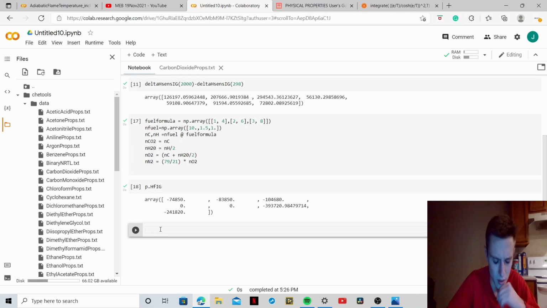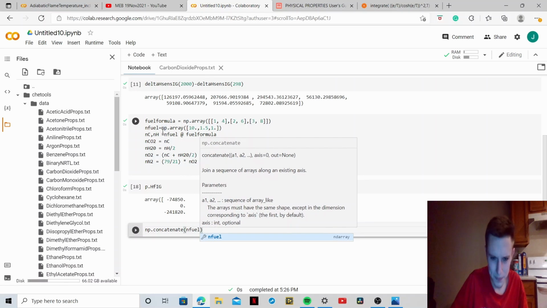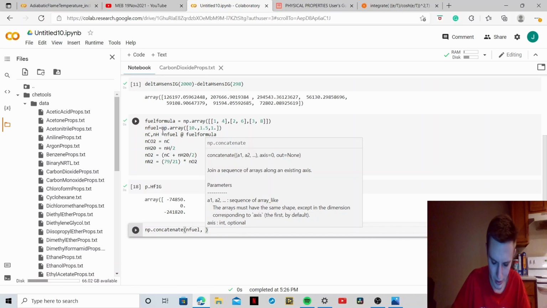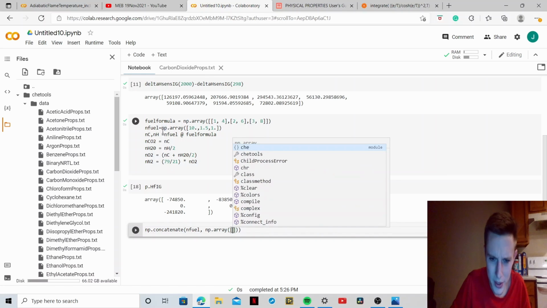Start a new thing here. So we can use the function concatenate, so concat, and we can combine the array for N fuel. So we can say N fuel, which we already know the number of moles of its components: methane, ethane, and propane. And then next we want to add our numpy array, a new array of the components we want to find.